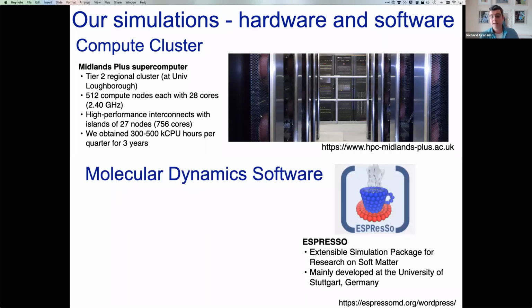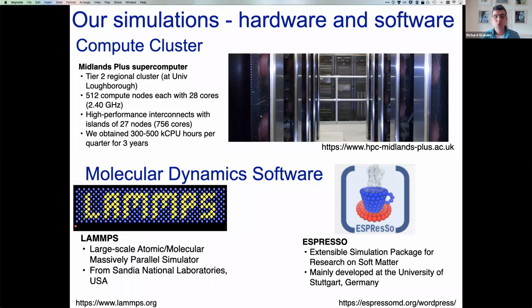Okay, in terms of software, what did we have? We began by using the Espresso software, which is a molecular dynamics package designed for soft matter. We did this because my postdoc, Mohammed Anwar, had expertise in this software, and he'd actually done some of the modifications that we needed. We also worked with LAMMPS, which is probably a better known piece of molecular dynamics software. And what we found was that in some cases, LAMMPS was up to 5 times faster than Espresso. So as the project went on, we migrated across from Espresso onto LAMMPS.